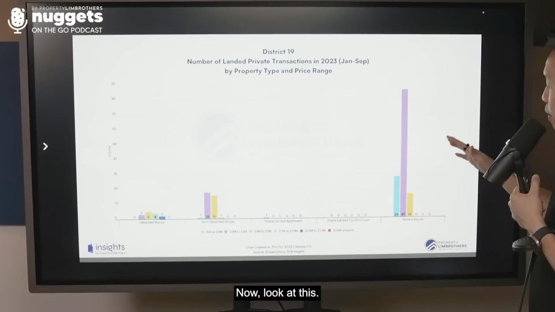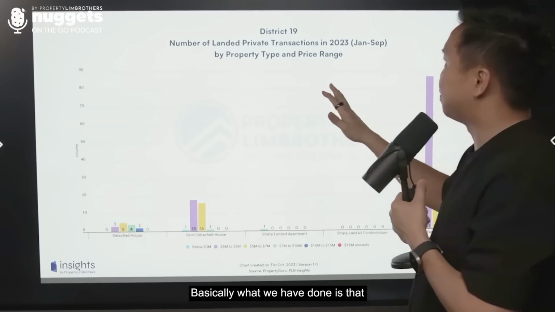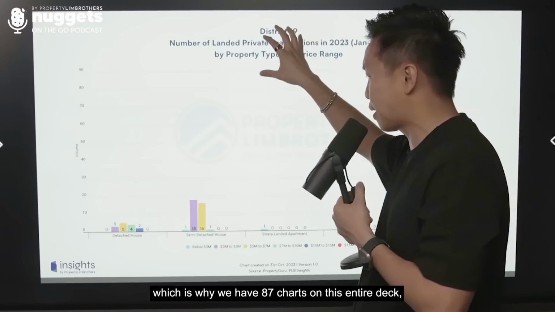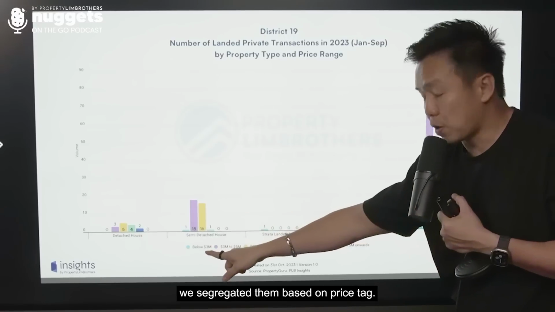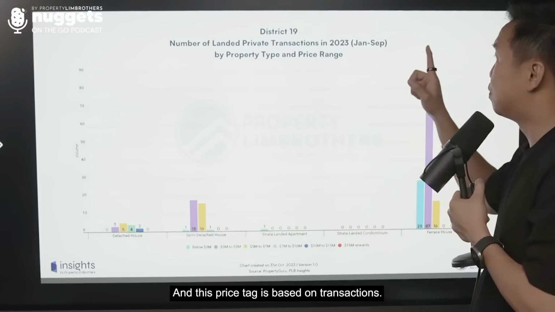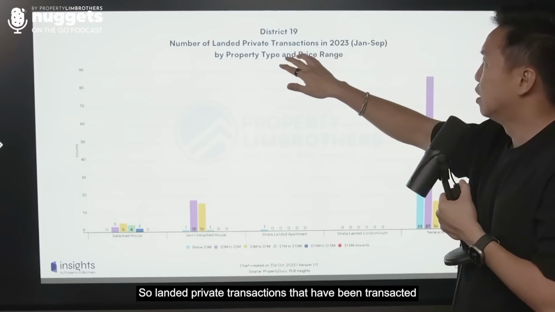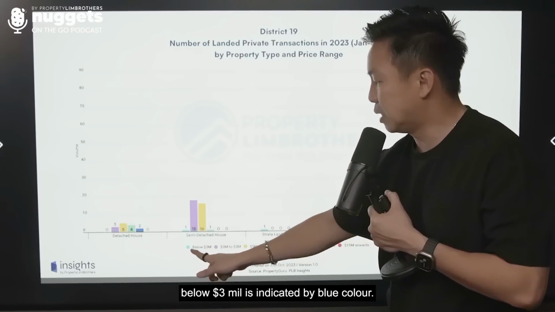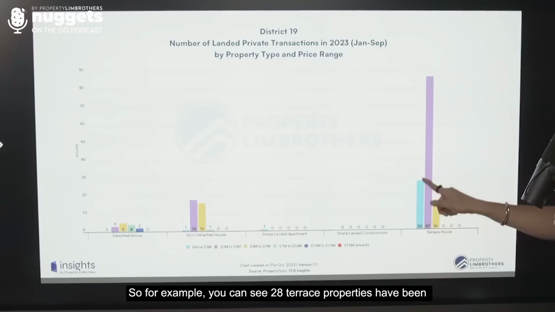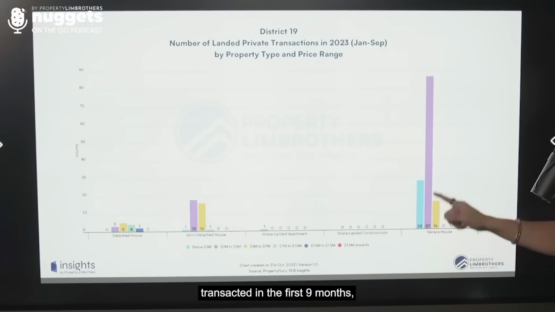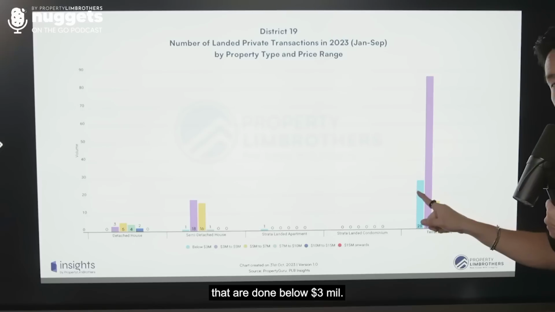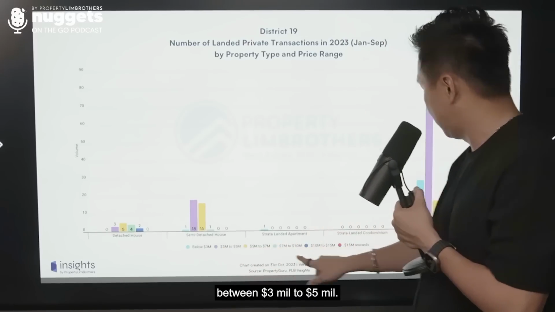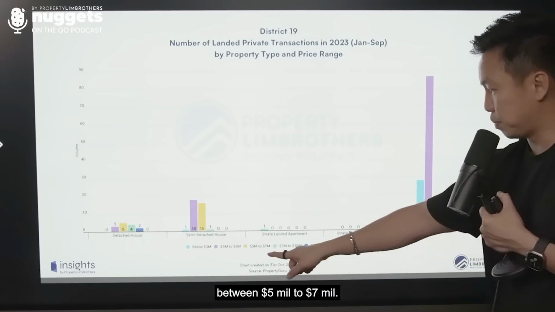Now, look at this. For every district, which is why we have 87 charts in this entire deck, we segregated them based on price tag. And this price tag is based on transactions. Landed private transactions below 3 million are indicated by blue. For example, you can see 28 terrace properties were transacted in the first 9 months below $3 million. Then 87 terrace homes were transacted between 3 to 5 million. And 16 terrace homes were transacted between 5 to 7 million.